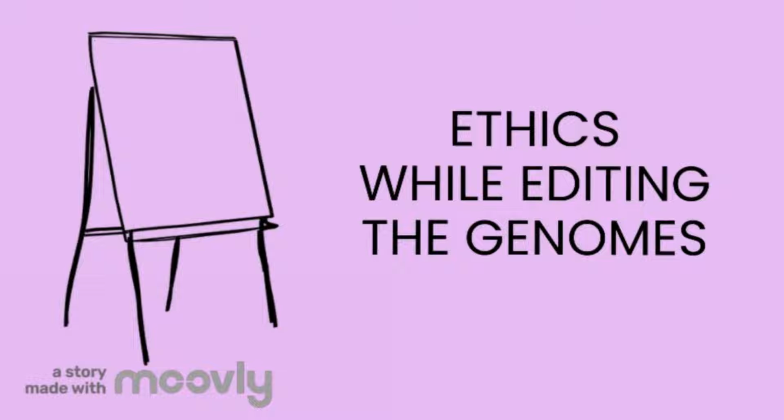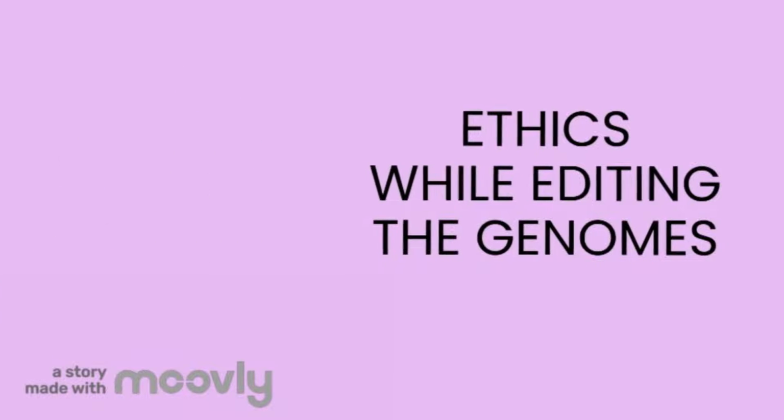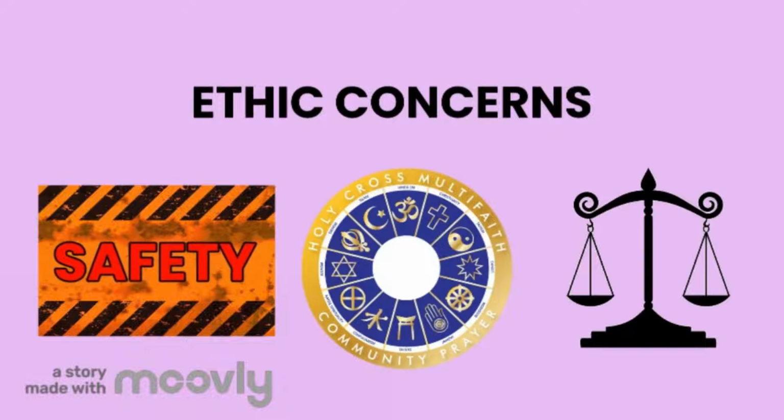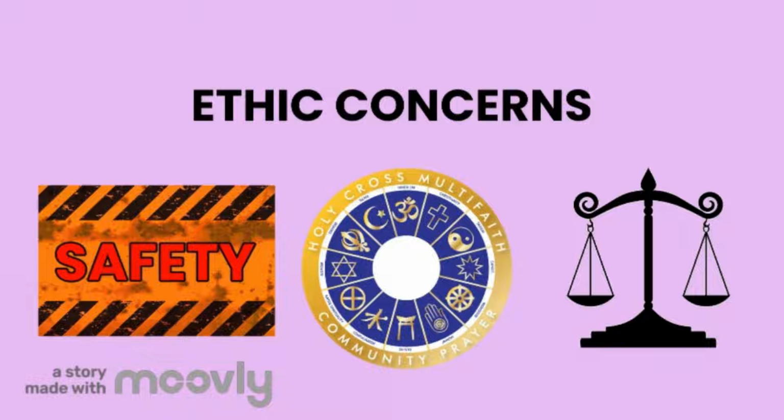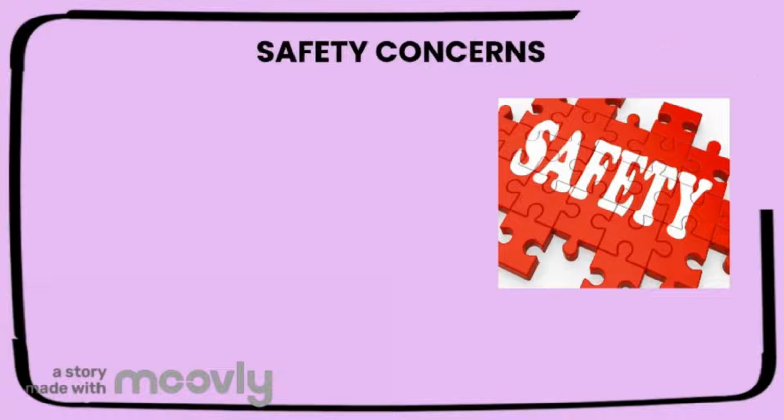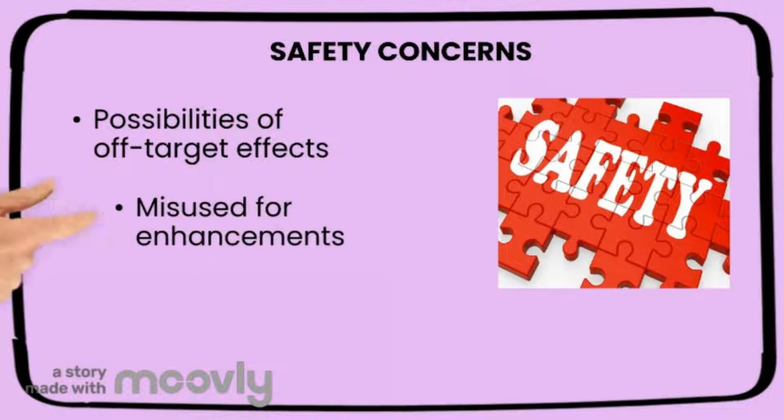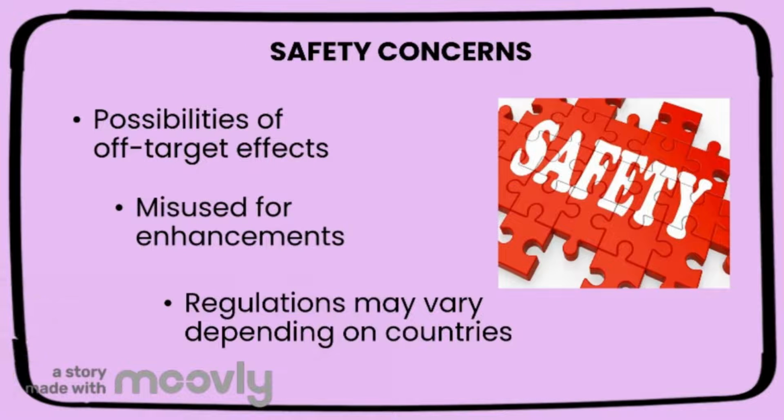Ethics while editing the genome. There are three main ethical concerns, which are safety, religion, and equality. The first one is the safety concern. There are chances that the editing might fail due to factors that cannot be controlled, which may lead to defects. The editing may also be misused for enhancements, which can be dangerous to the public. Last but not least, the regulations may vary depending on countries.